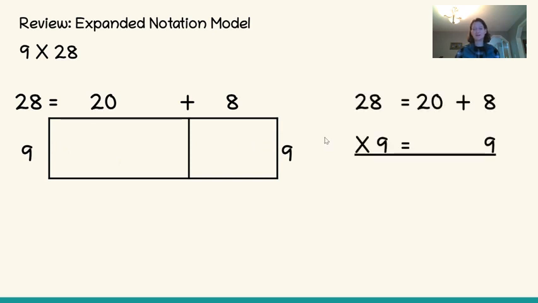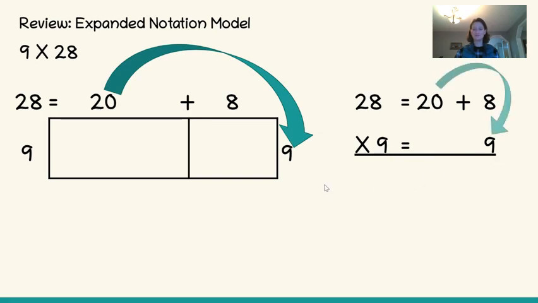The expanded notation model is written like this: 28 times 9. Really what we do is take those numbers and write them in expanded form. So 28 equals 20 plus 8. And 9 is just a one-digit number, so it is just 9 in expanded form. Now we multiply the 9 times the 20. So we write 9 times 20 equals 180. We're writing what would be in this rectangle underneath the line.